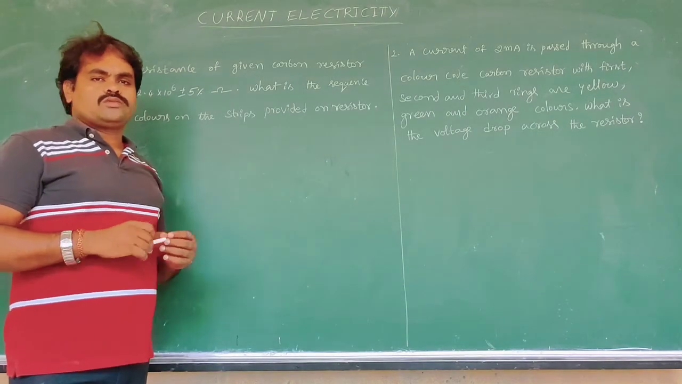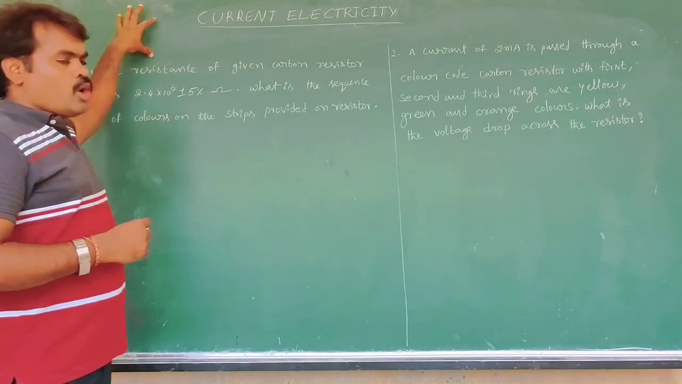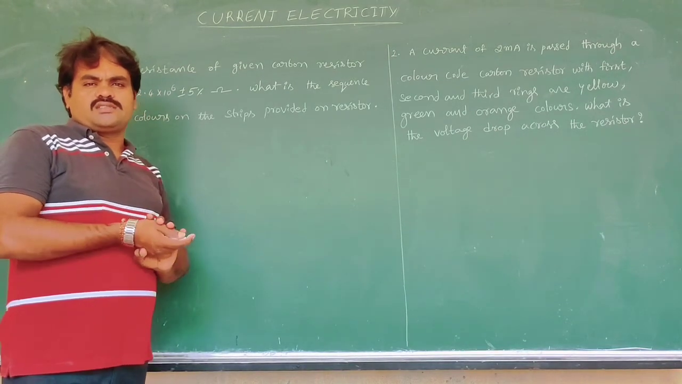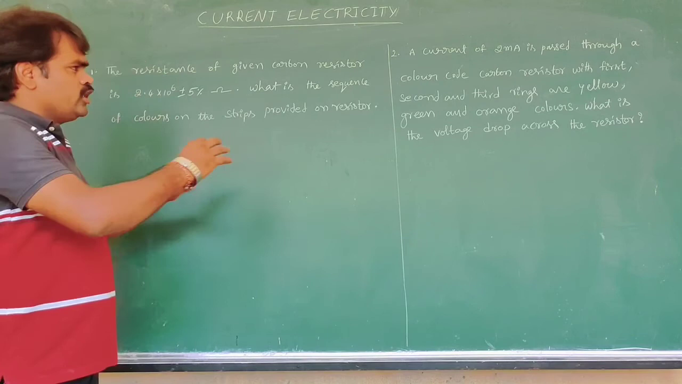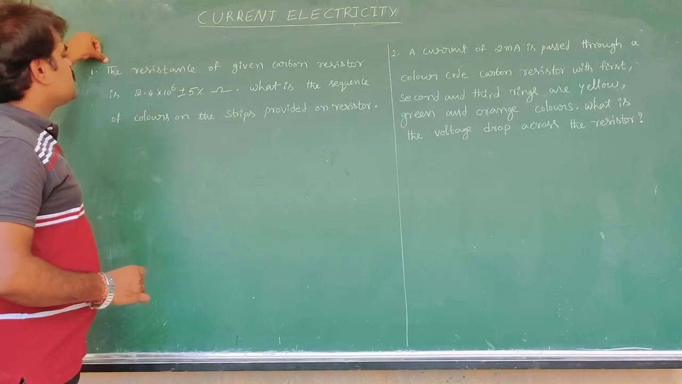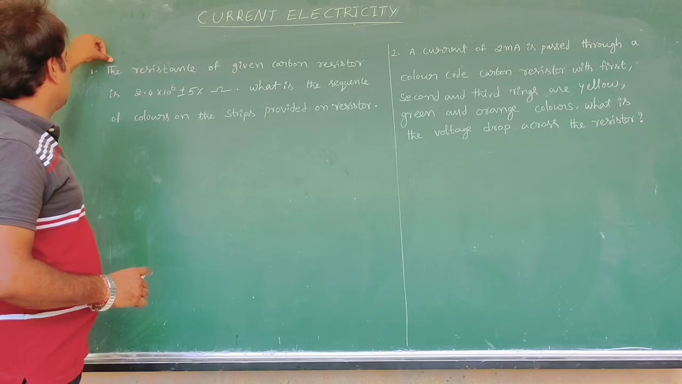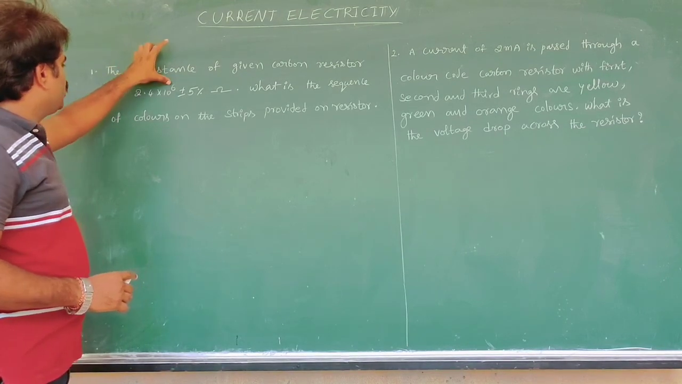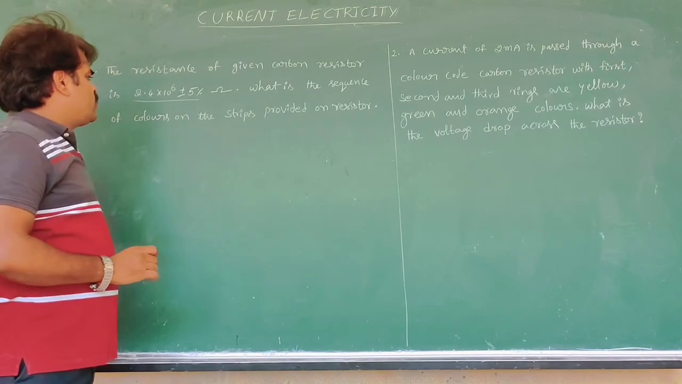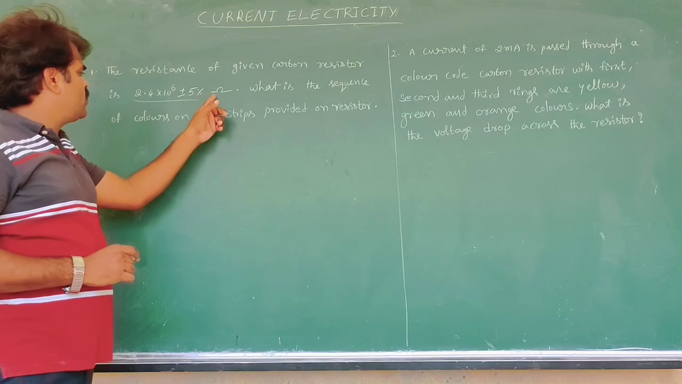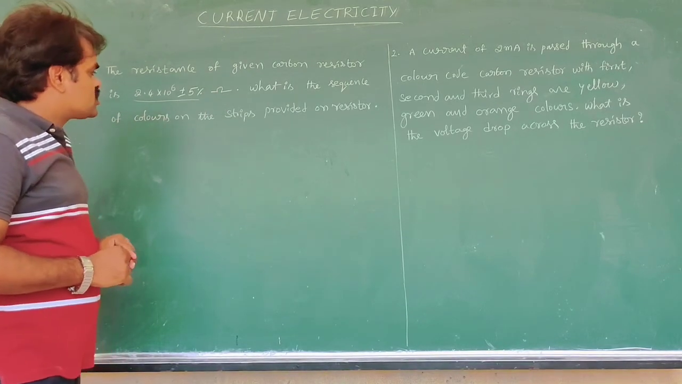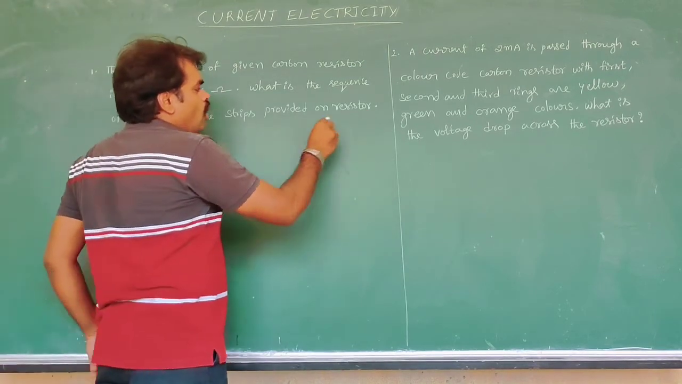Now we are going to discuss problems based on the color code resistance of resistors. Only 2 problems are enough for that. First problem: the resistance of a given carbon resistor is 2.4 into 10 to the power of 6 plus or minus 5% ohm. What is the sequence of colors on the strips provided on the resistor?